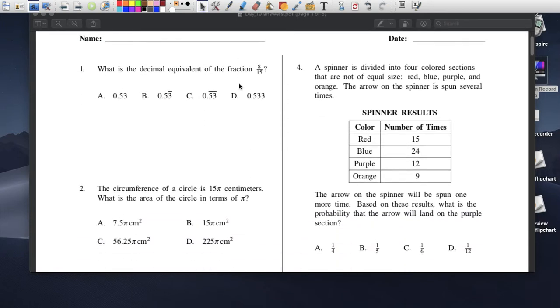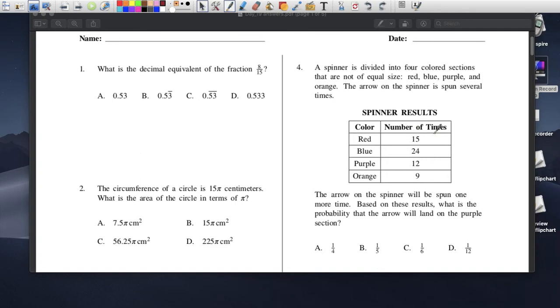Number 4, a spinner is divided into 4 colored sections that are not of equal size: red, blue, purple, and orange. The arrow on the spinner is spun several times. The arrow on the spinner will be spun one more time. Based on these results, what's the probability that the arrow will land on the purple section? So let's add these up.